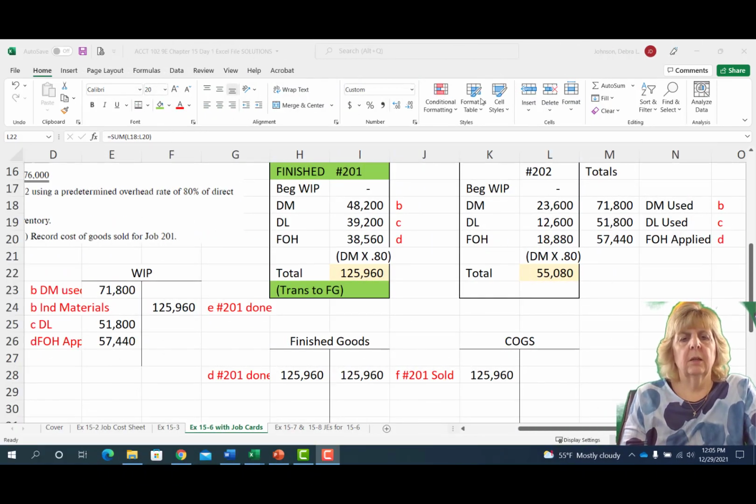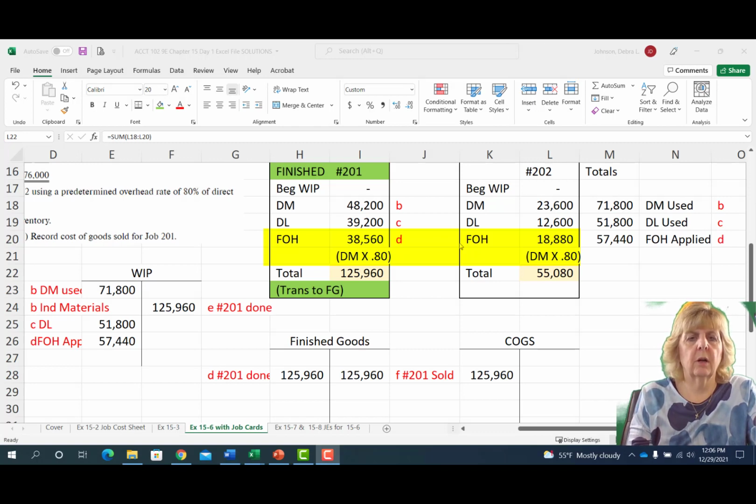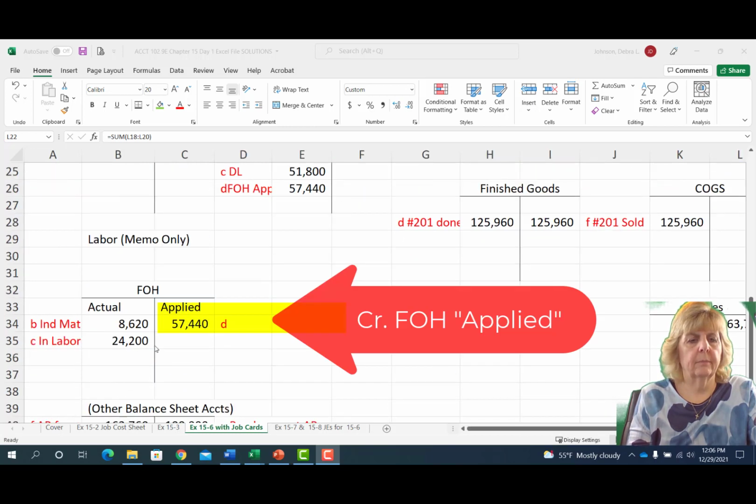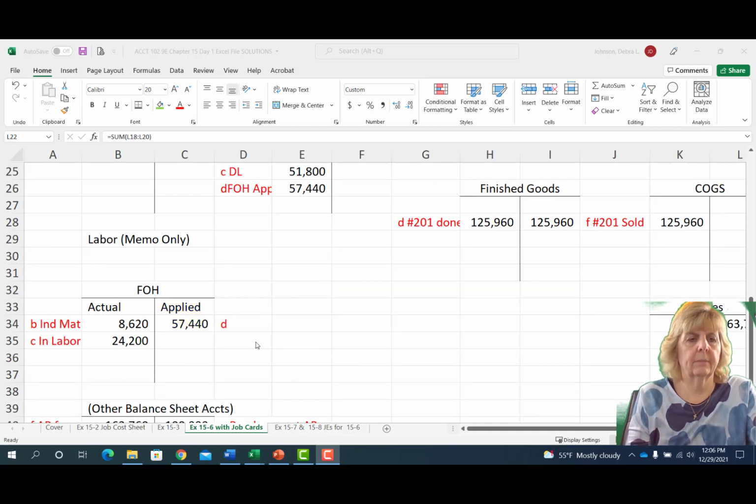Let's see how you did. Letter D, applied overhead to WIP based on the rate of 80% of direct materials cost. Make sure you updated the job card appropriately, and then you should have charged the factory overhead to WIP. That means you should debit WIP and credit the factory overhead account. Okay, so check that out and make sure that letter D was done correctly.